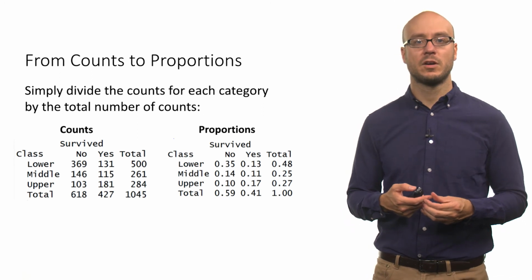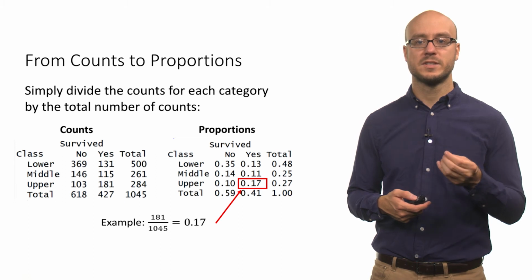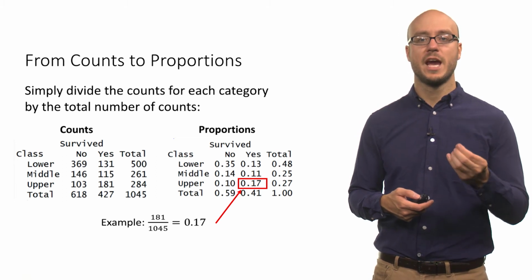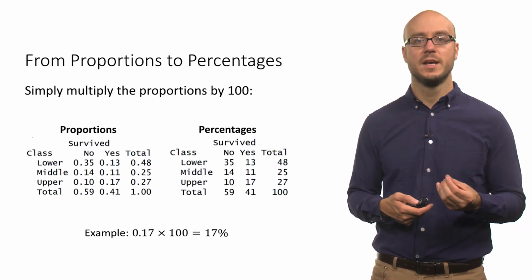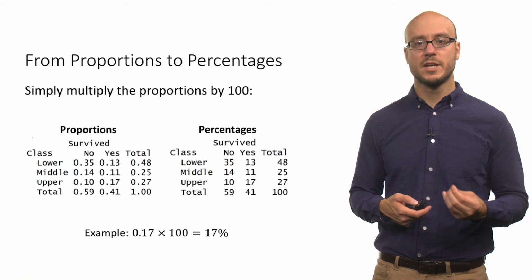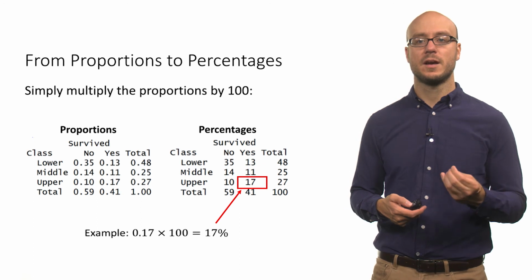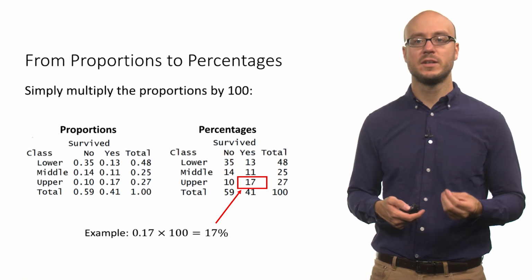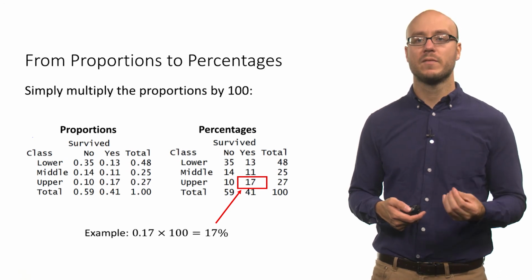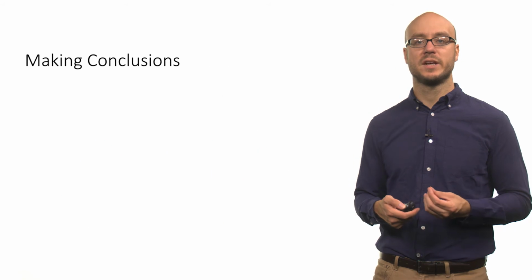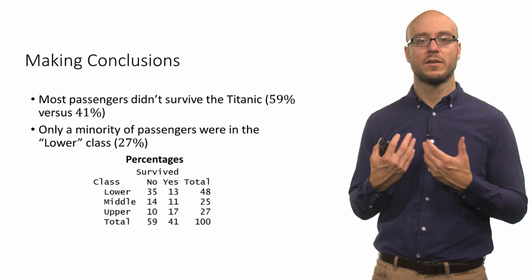So here's an example of converting from counts to proportions. For this cell, we have 181 observations, and we divide by the total number of observations, and we get this proportion of 0.17. And then to convert from proportions to percentages, again, we just multiply the proportions by 100. So 0.17 times 100 is 17%. So we have 17% of passengers on the Titanic who were a member of the upper class and survived the Titanic overall.